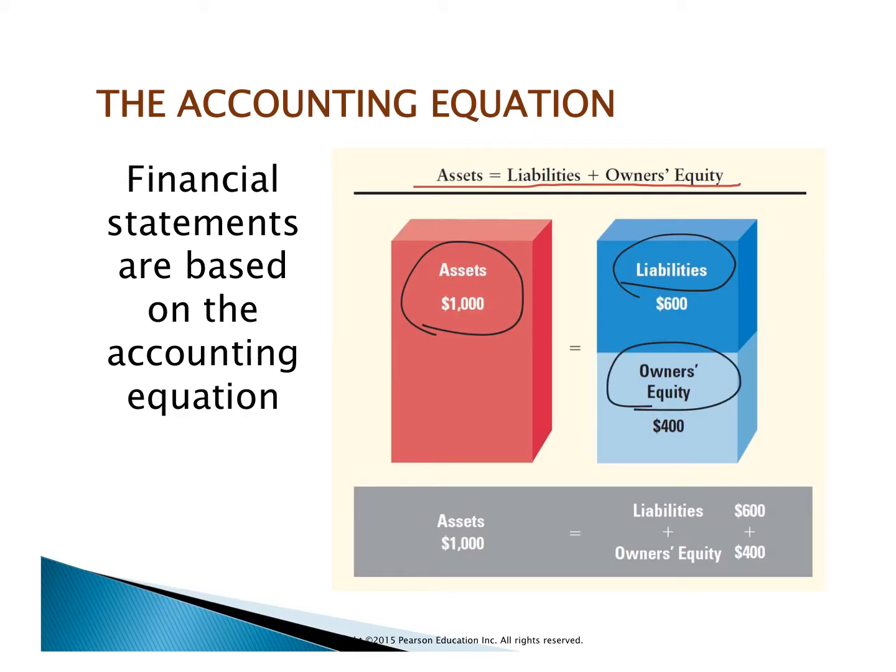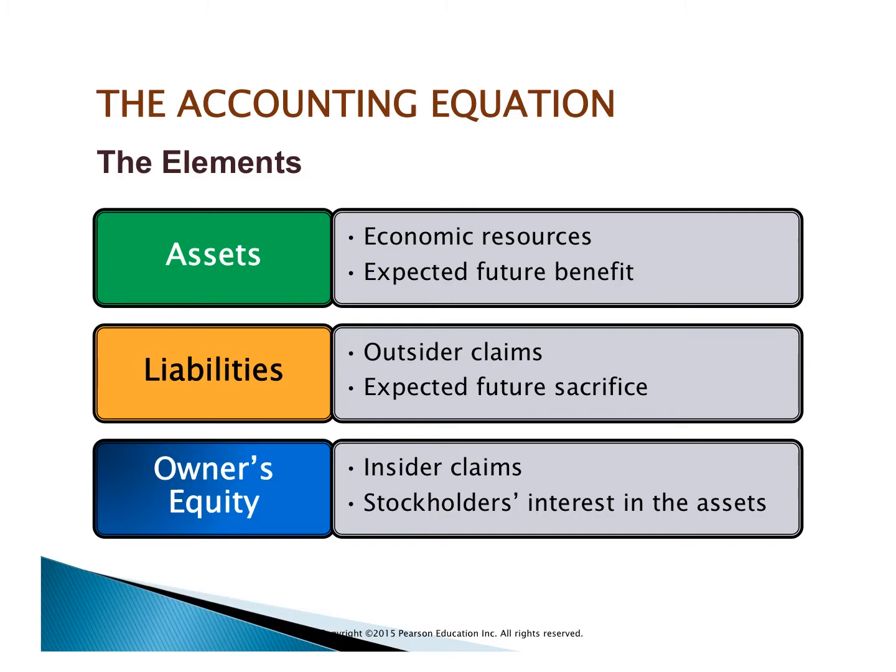As with any mathematical equation, both sides must be equal. Thus, if assets are $1,000, then the combination of liabilities and equity must also equal $1,000. In this case, $600 plus $400. How do we arrive at the financial statements? Let's examine the elements of financial statements, which are the building blocks on which these statements rest.